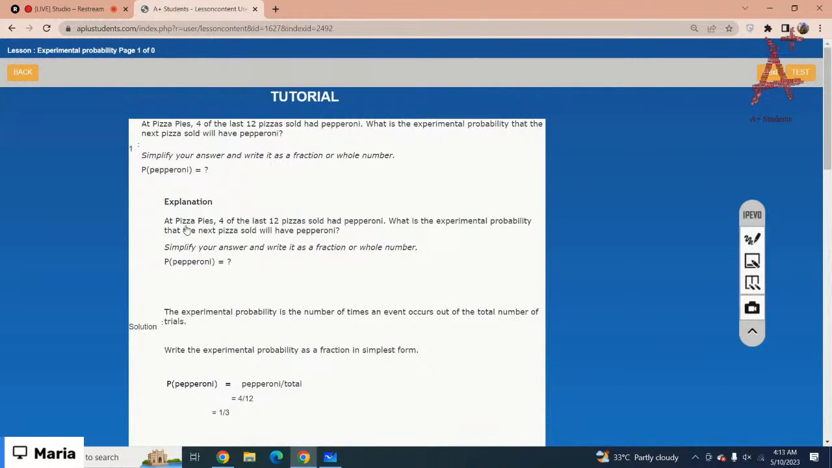Now we're going to learn the experimental probability of different events. Let's just start with the first example. At Pizza Pies, 4 out of the last 12 pizzas sold had pepperoni. What is the experimental probability that the next pizza sold will have pepperoni? So the total outcomes, the total pizzas, are 12. Out of them, 4 are with pepperoni. That means the probability of pepperoni will be 4 out of 12. Got it? And you can divide them by the common factor. So it would be 1 over 3. Got it, everyone?